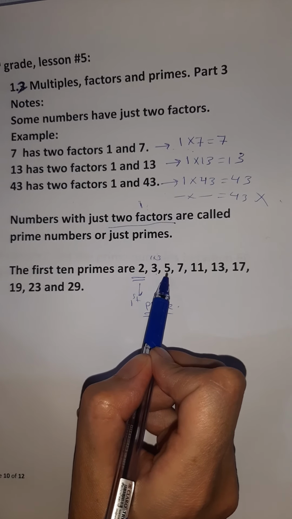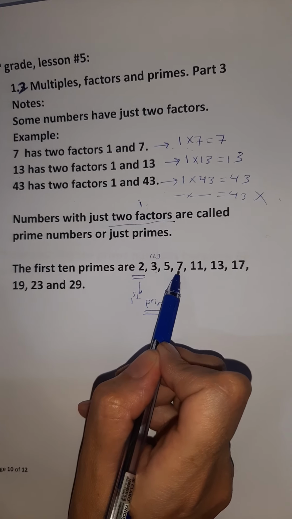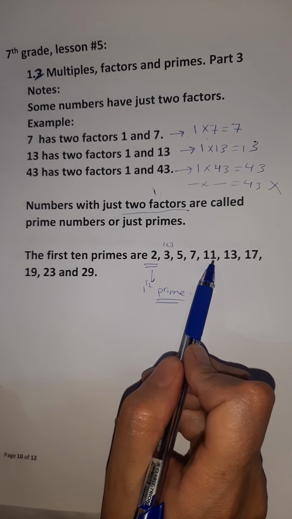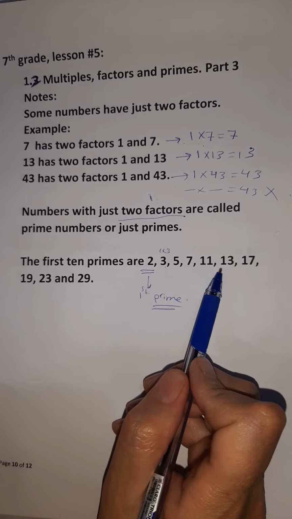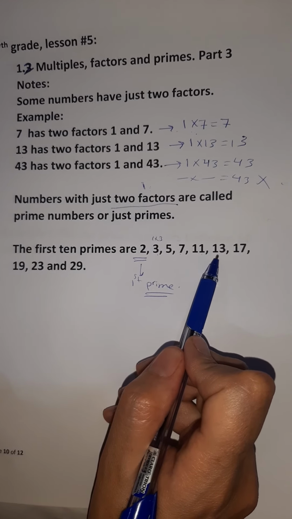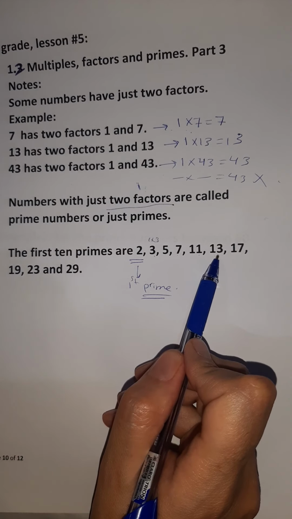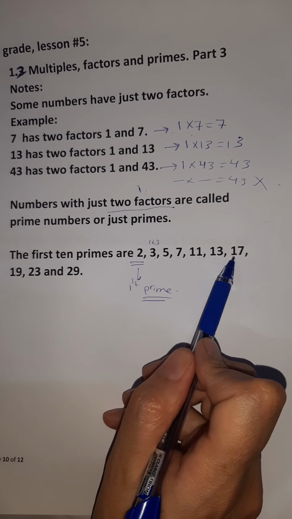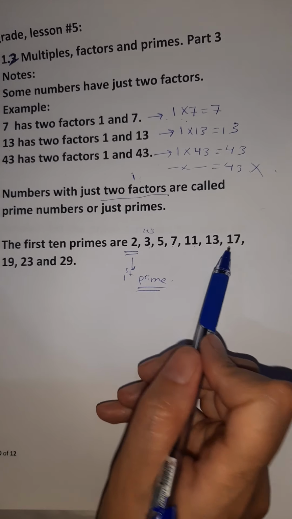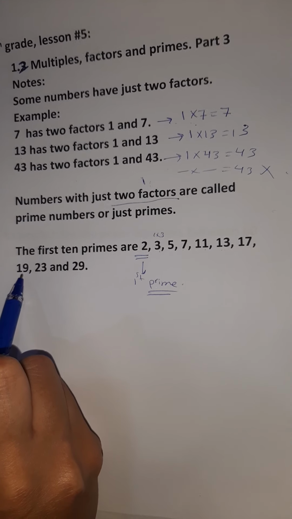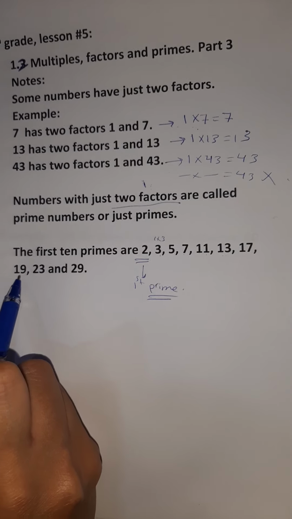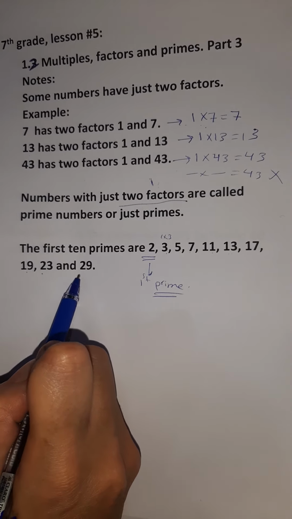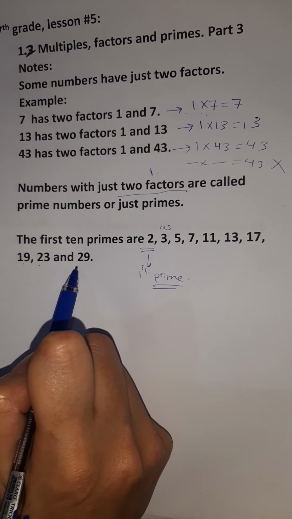5 just has 2 factors, 1 and 5. 7 has 2 factors, 1 and 7. 11 has 2 factors, 1 and 11. 1 times 11 is 11. 13, 1 times 13 is 13. 1 and 13 are the factors of 13. 17, 1 times 17. So 17 has 2 factors, 1 and 17. 19, the same thing, 1 times 19. So just 1 and 19 are the factors of 19. 23 has 2 factors, 1 and 23. 29 has 2 factors, 1 and 29.